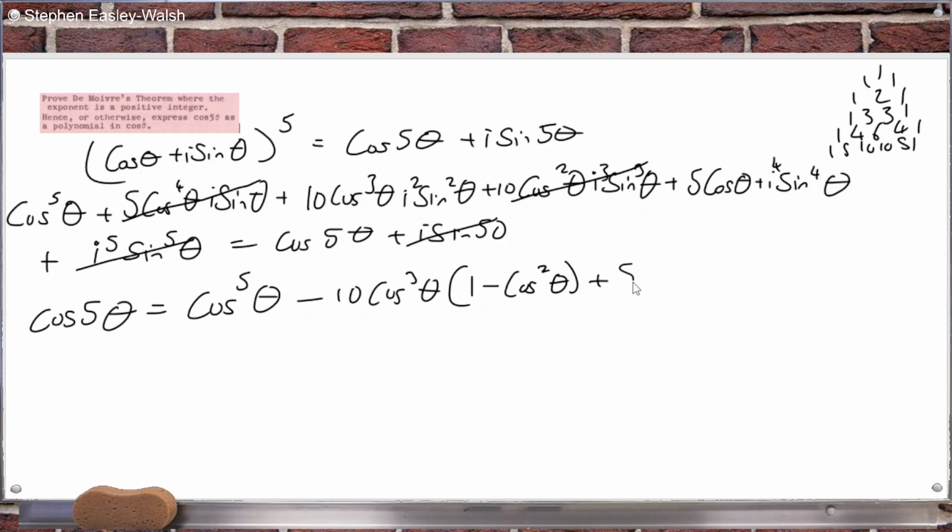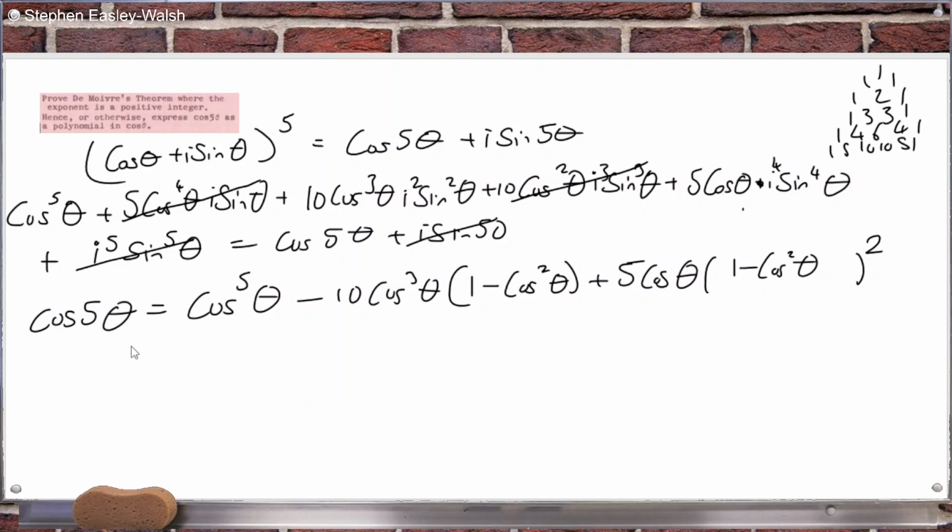And then plus 5. Now, i to the power 4 is i squared squared, which is 1. So that just becomes, that's a multiplication there, by the way, 5 cos theta, which is fine. And then what's not fine is the sine to the power 4, which is sine squared squared. So squared, sine squared, but sine squared is 1 minus cos squared theta.